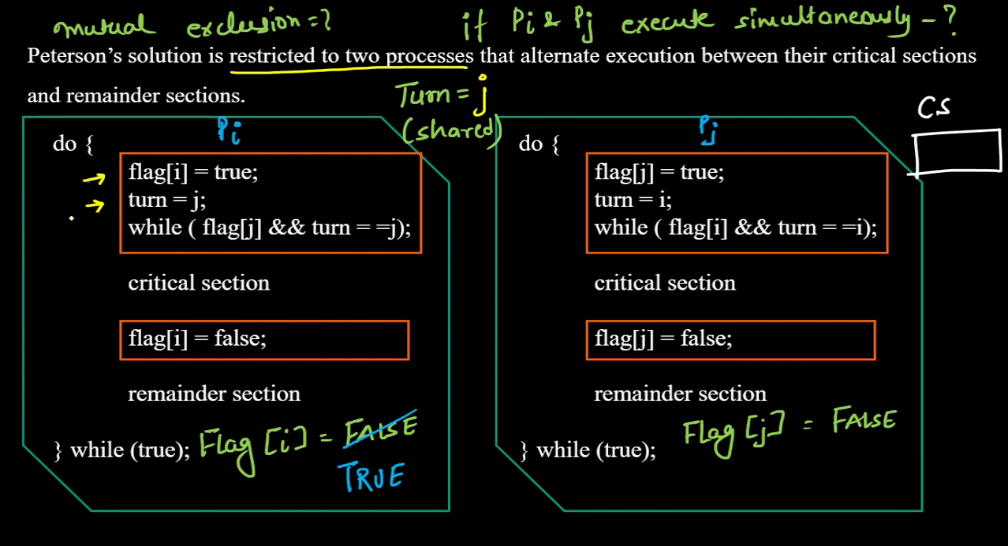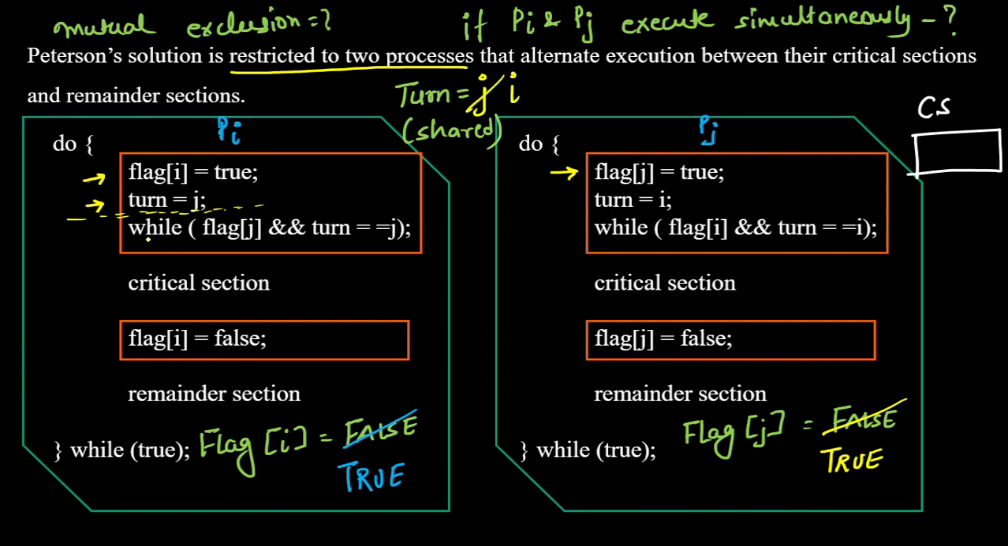Now I preempted my process. Preempted means now I'll execute the process PJ. PJ says flag of J is equal to true. So the value of flag of J was earlier false, now it will become true. Turn is equal to I. Since turn is a shared variable, this value will change, meaning J will be overwritten by I.